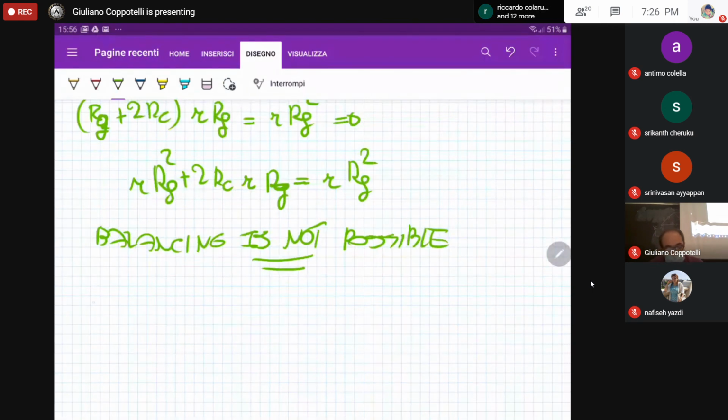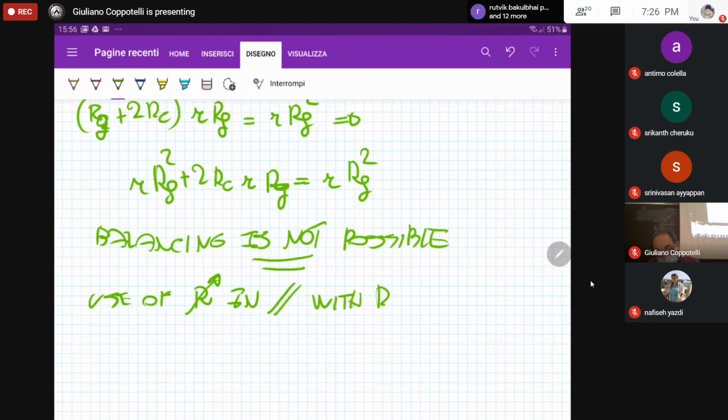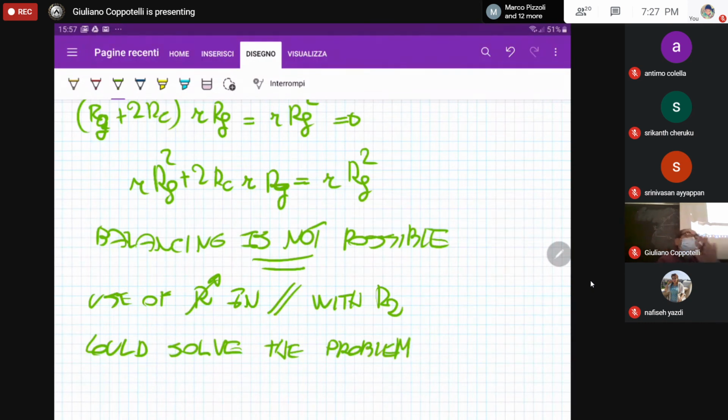Use of a variable resistance in parallel with R2 could solve the problem. But it is a different measuring setup, something different that could be used and it is available. I'm not going to talk about that.